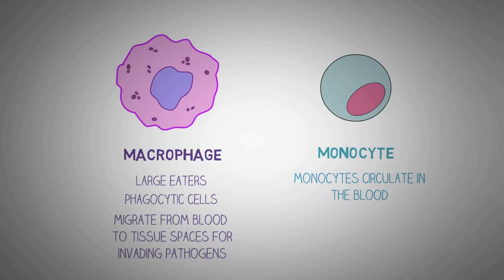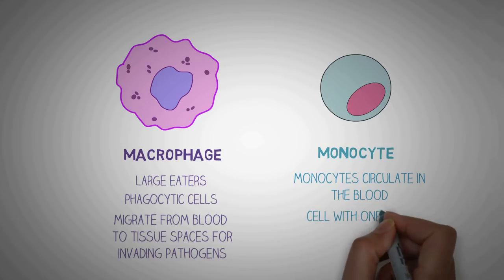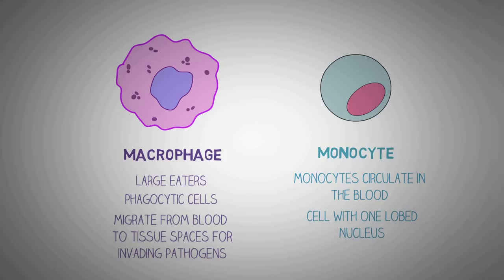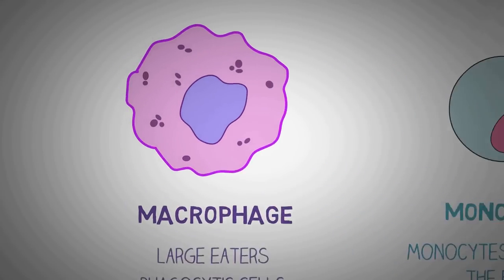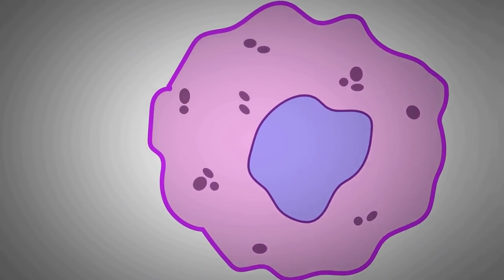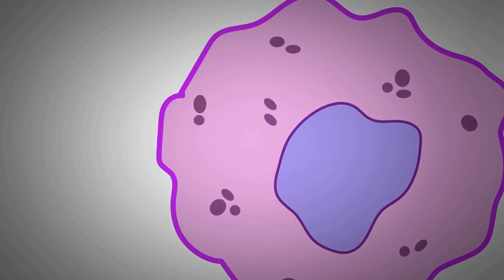We called neutrophils, eosinophils and basophils polymorphonuclear cells. As the name indicated, their nucleus contained multiple lobes. If you look at the word monocyte, this literally means cell with one lobe nucleus. And as you can see, the nucleus of monocyte and macrophage is round to oval with only one lobe.